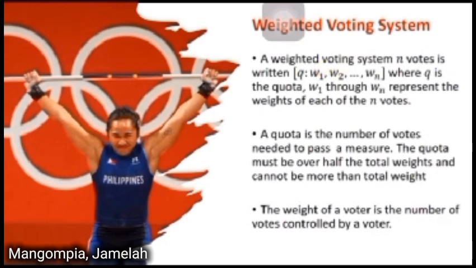So, ang ginamit nating notation ay square brackets. Minsan, ito rin naman yung ginagamit natin, pero madalas, ito yung ginagamit natin. Yung letter Q na dito ay tinatawag siyang quota. So, the quota must be over half the total weight. Ibig sabihin, kung ang total weight natin ay 100, ang kalahati niyan ay 50. So, yung quota natin ay 51, 52, 53, and so on, basta hindi lang lagpas sa 100. At yung mga weight na nakalagay dito, ayan yung weights ng bawat voters.